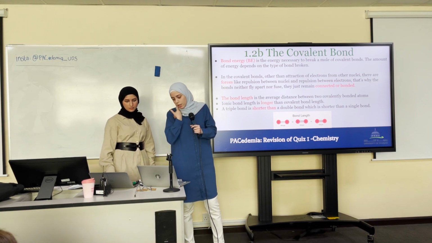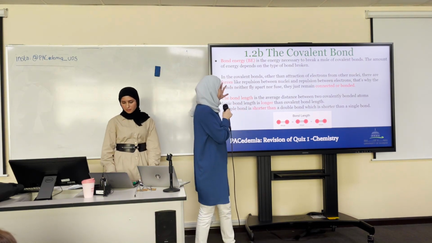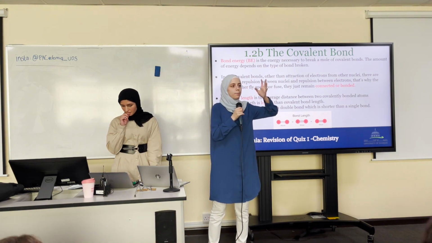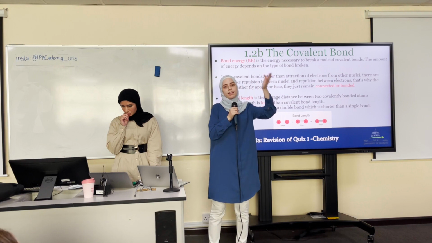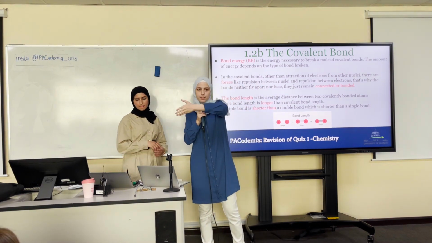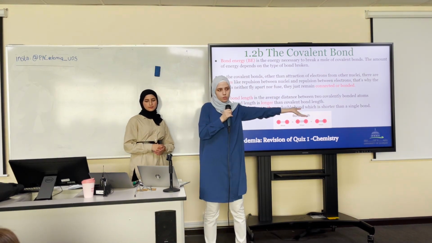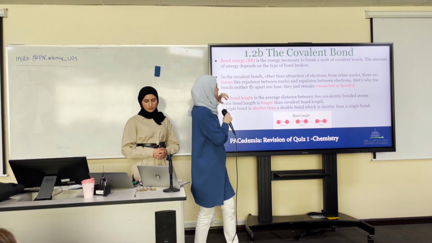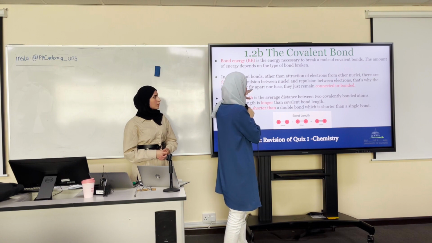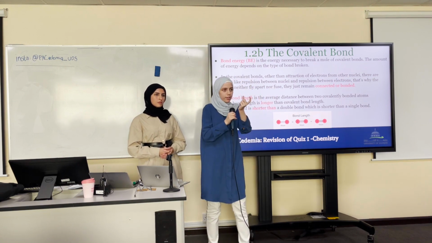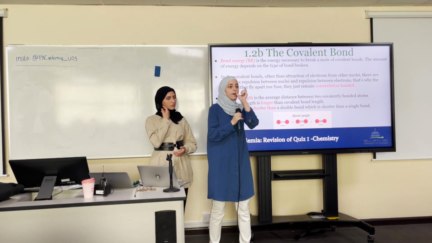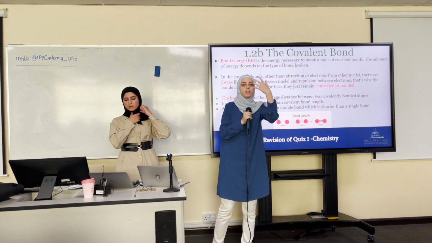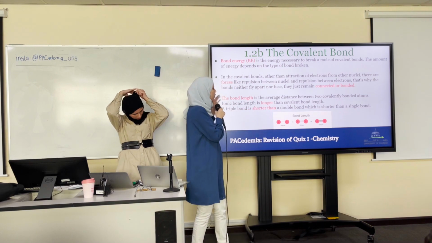Now, I need to mention something here. Don't think only about the covalent bond as the attraction from the protons of the first atom to the electrons of the second atom and vice versa. We have other forces, like the repulsion between the nuclei themselves. Between 2 nuclei we have repulsion. Also, between 2 electrons we have repulsion. This will lead to having a bond length. Okay?